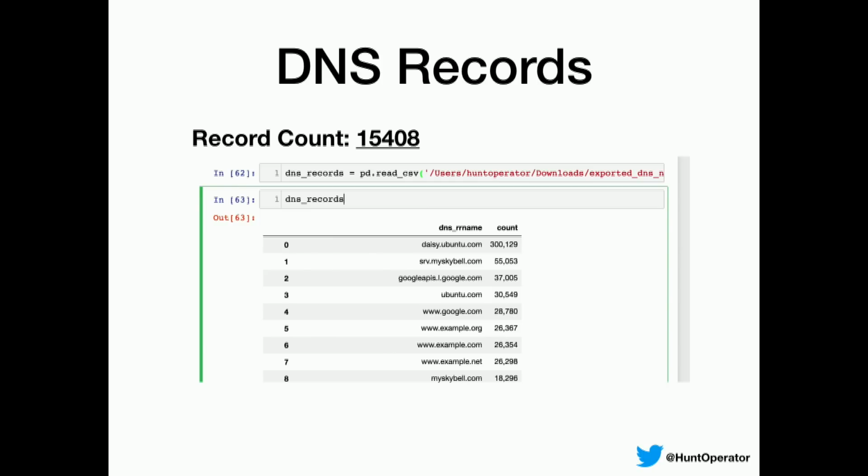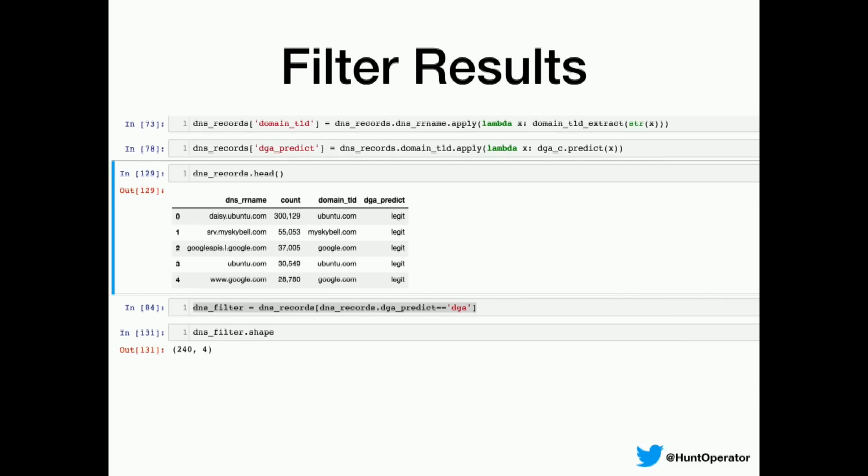Yeah, so I just went into Elasticsearch and exported all of my DNS requests. Part of this mission is that we're trying to find this DGA domain, right? So one of the things we can do is strip out the top-level domains.